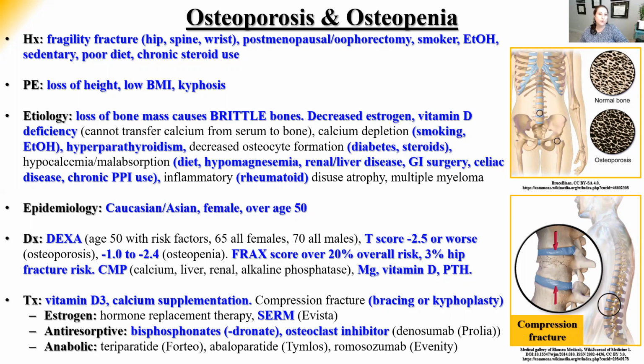Treatment for this, we want to supplement vitamin D and calcium to the appropriate levels. If they have a compression fracture, bracing or kyphoplasty can be considered. Treatment for this: estrogen replacement, things like hormone replacement therapy, selective estrogen receptor modulators like Evista, anti-resorptive therapy like bisphosphonates that all end in dronate, so alendronate, risedronate, osteoclast inhibitors like Prolia or denosumab. If the patient has severe osteoporosis, anabolic medications are indicated. This would be things like Forteo, Tymlos, and Evenity.